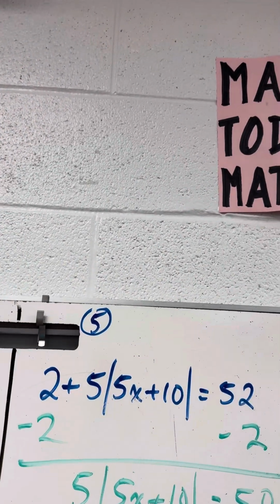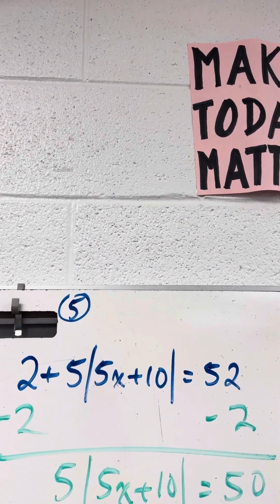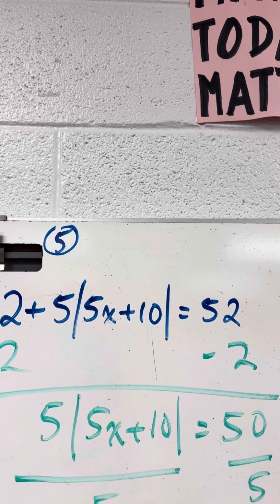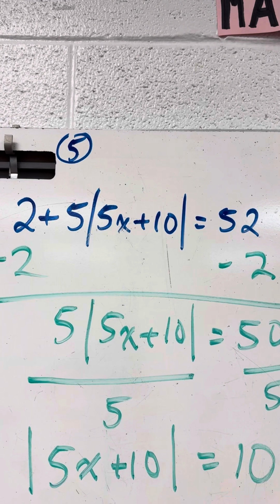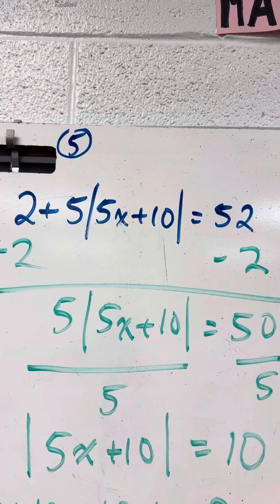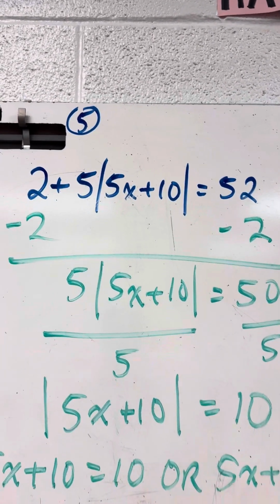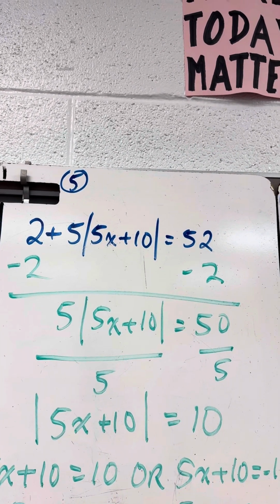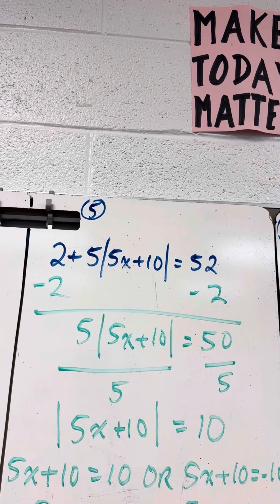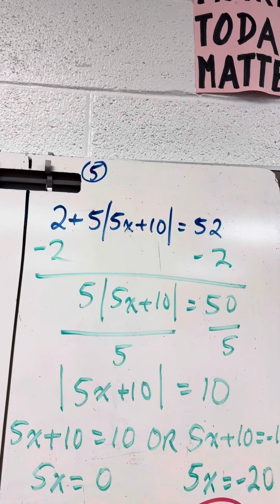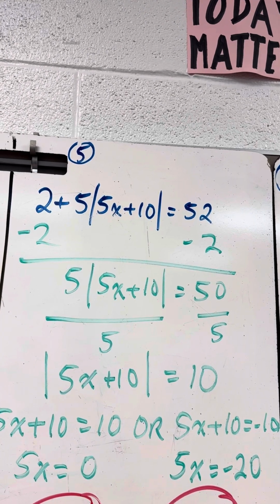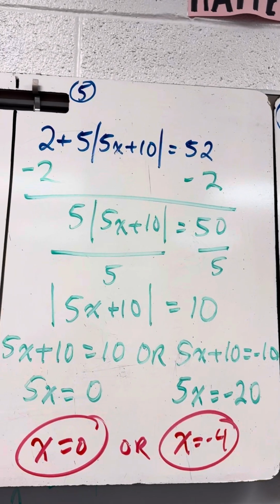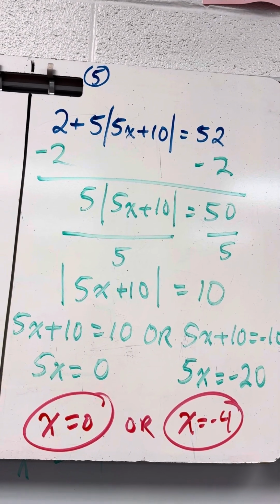Same thing here. I'm going to minus 2 from both sides and get 5 times absolute value of 5x plus 10 equals 50. Divide by 5, I get absolute value of 5x plus 10 equals 10. So 5x plus 10 equals 10, or 5x plus 10 equals negative 10. Add 10 to both sides. You get 5x equals 0. You get 5x equals negative 20. So x will equal 0 or negative 4, which will make sense.